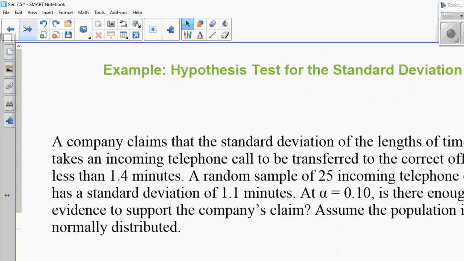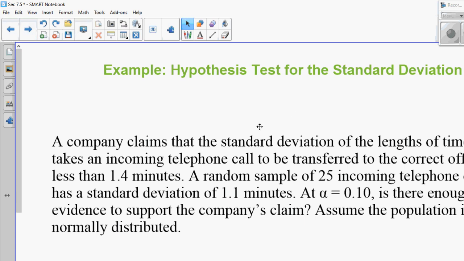Let's look at one more. A company claims a standard deviation of the lengths of time it takes incoming phone calls to be transferred to the correct office is less than 1.4 minutes. A random sample of 25 incoming calls has a standard deviation of 1.1. Alpha is 0.1. Is there enough evidence to support the company's claim?